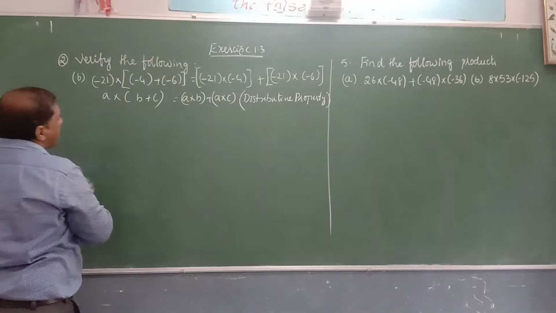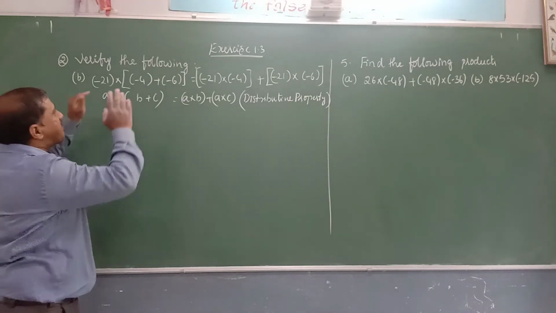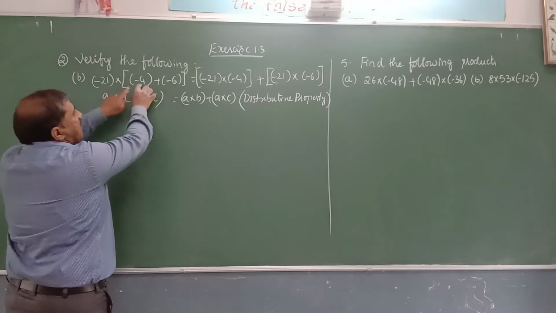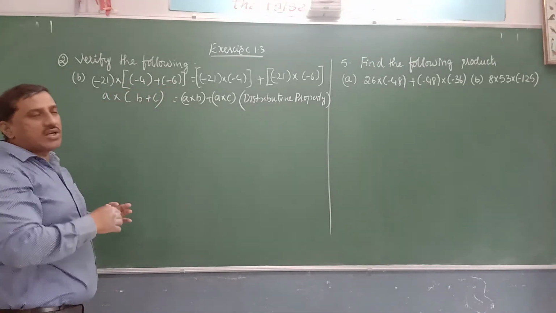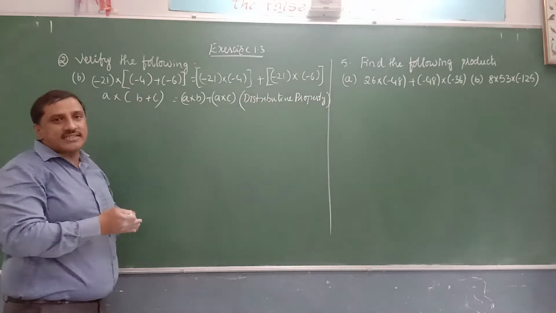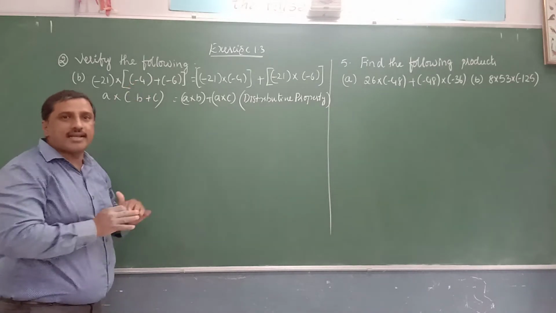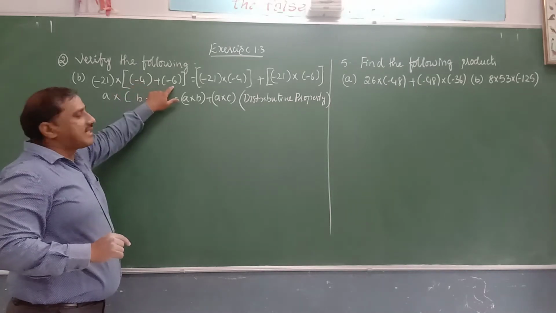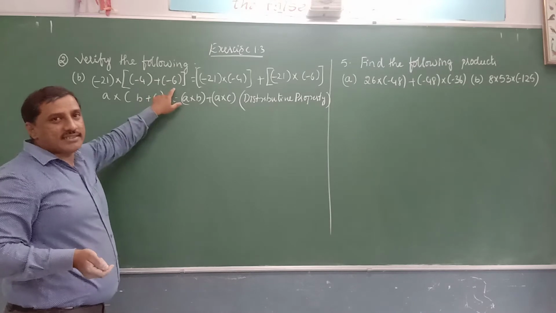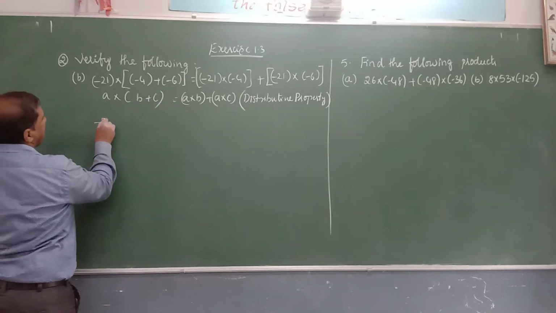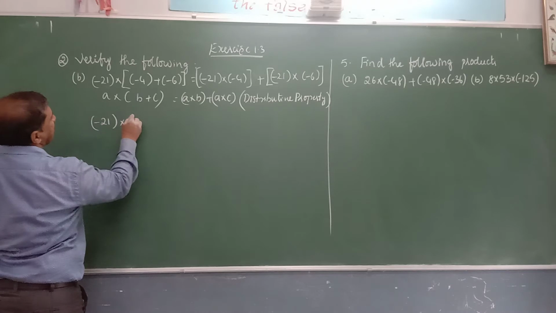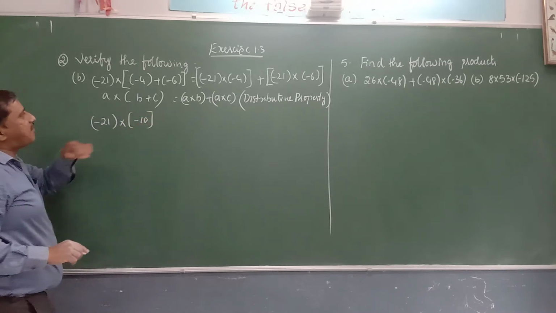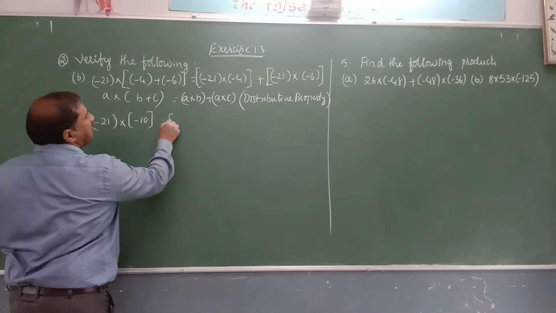How to simplify? As per the BODMAS rule, first we should simplify inside the bracket, that is minus 4 minus 6. We are adding two negative integers. How to add two negative integers? Ignore the sign, add the numbers as whole numbers, then put the common sign, that is minus. Therefore 4 plus 6 is 10, and we keep the minus sign: minus 10. Now minus 21 is multiplied with minus 10, and that is the left hand side.